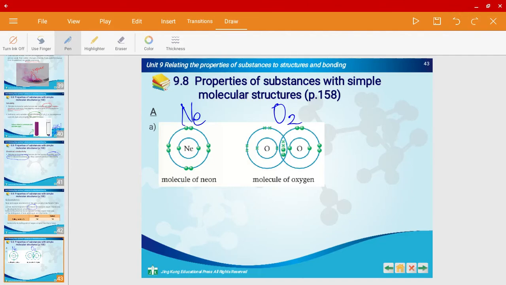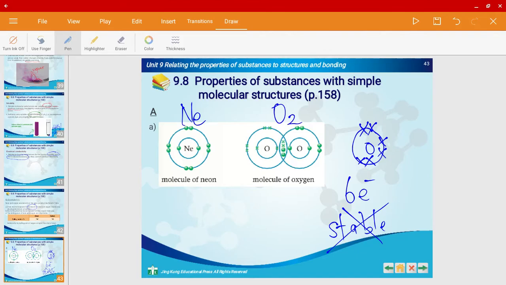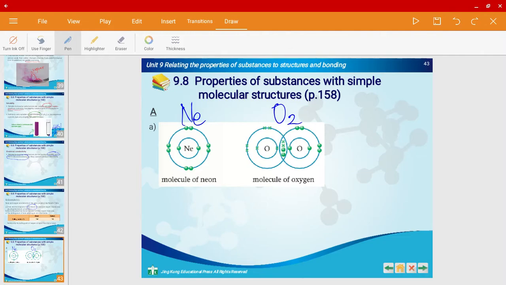However, if we just have one oxygen atom, I'm just going to draw the outermost shell electrons. It has 6 outermost shell electrons, so it does not have a stable configuration. It is not stable. Hence the oxygen molecule exists as O2, so that there are 8 outermost shell electrons.